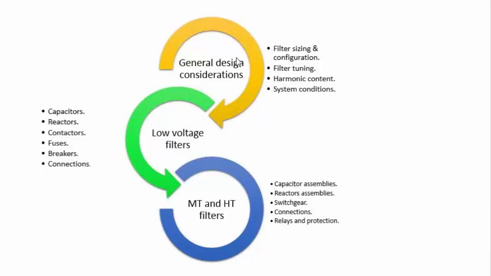Now, when you are trying to design a filter, you have to go into the general design configurations, which are the filter sizing, which will come in a minute, the configuration, the tuning, the harmonic content that the filter has to support, and the general system conditions: emergency conditions, normal conditions, let's say backup conditions. And then we go to the specifics of the filter, which are the components, the capacitors, reactors, contactors, fuses, breakers, and the suggested connection types.